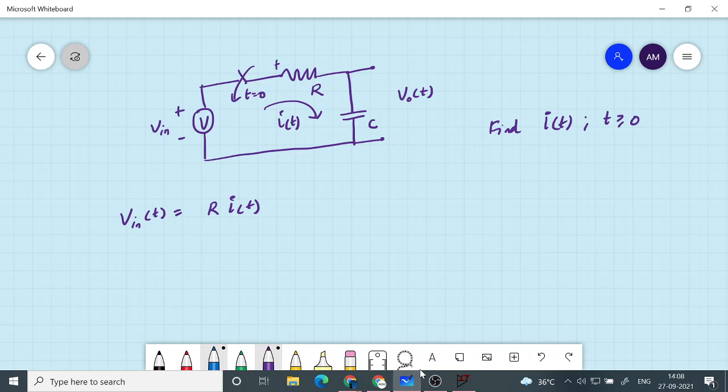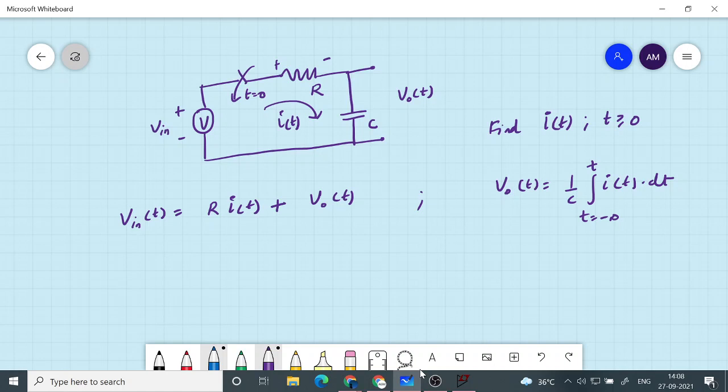So I am assuming this potential drop like this in the direction of current flow. So it will be equal to R into I of t, then plus my voltage V0 of t. Okay, now I am writing this relation. That is, I know that V0 of t is basically 1 by C integral I of t dt, where t goes from minus infinity to t.